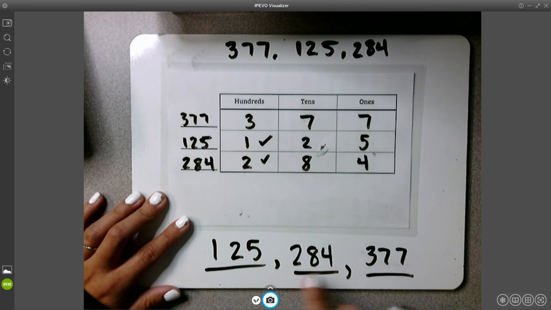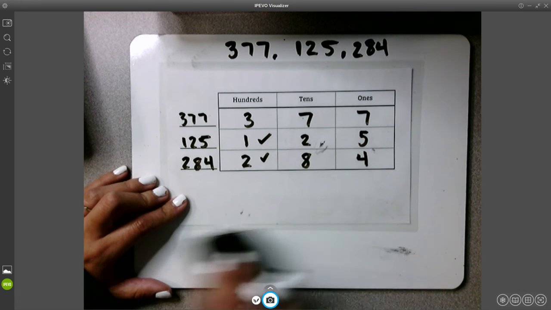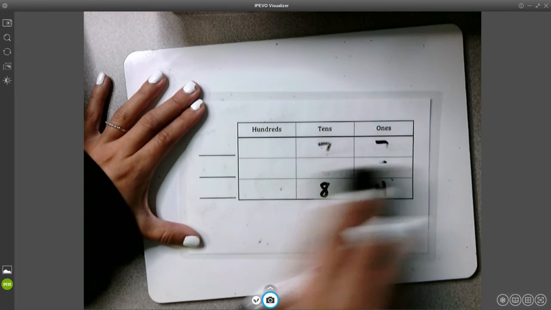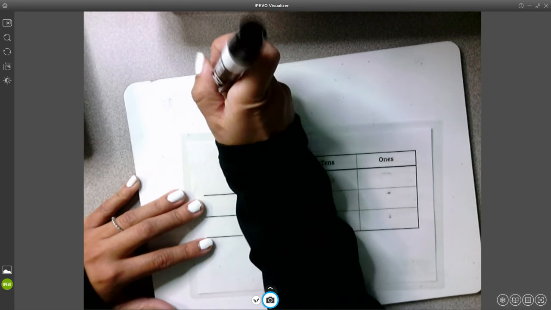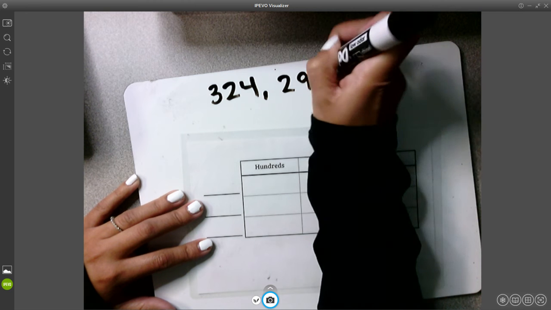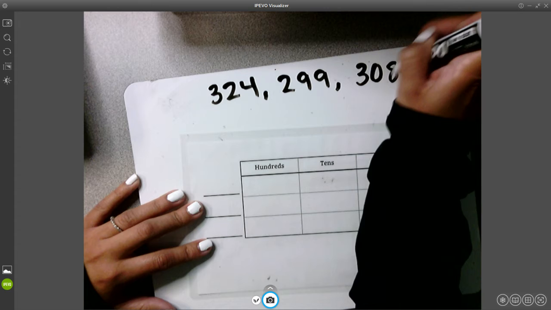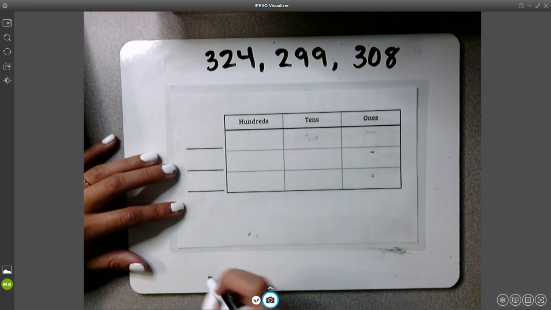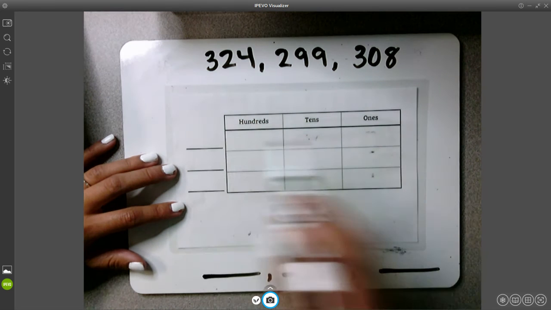So now my numbers are in order from least to greatest, from smallest to biggest. All right, let's try another one. Okay, now I have 324, 299, and 308. And I still want to put my numbers in order from least to greatest. So I'm going to plug in my numbers to my chart here.